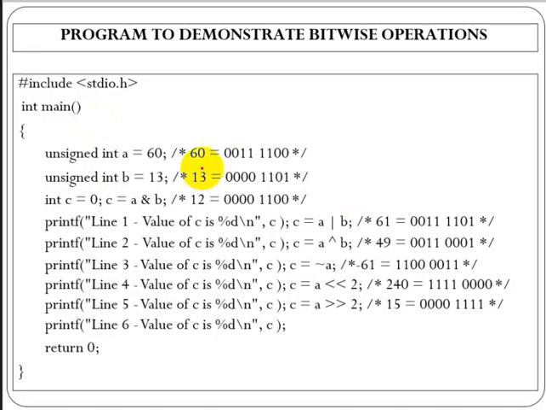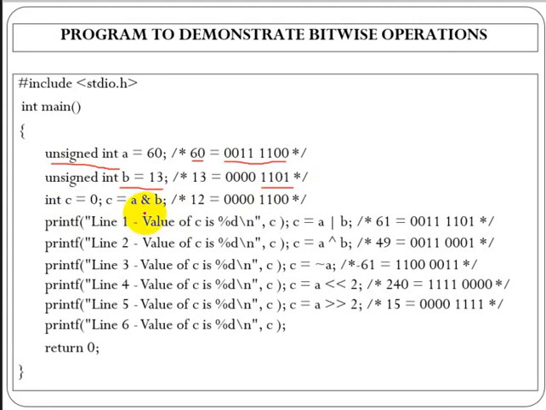Here we have considered one program. As I said, this is going to be the binary information. We declare the variable as unsigned integer, because I'm not going to give a negative value. So that's why I'm declaring it as unsigned. Unsigned int a equal to 60. You convert this integer into binary. This is the binary value for 60. Similarly, b is considered as 13. The binary value for 13 is this one.